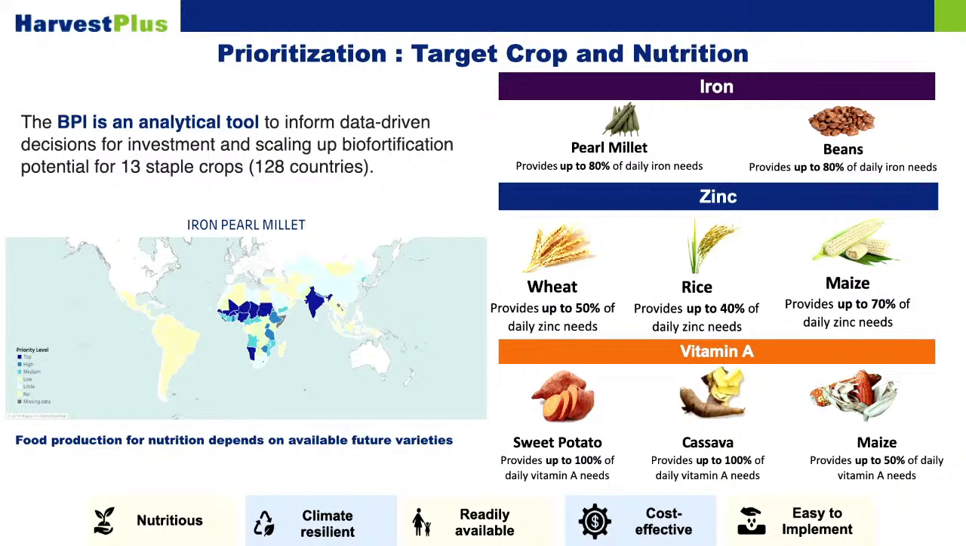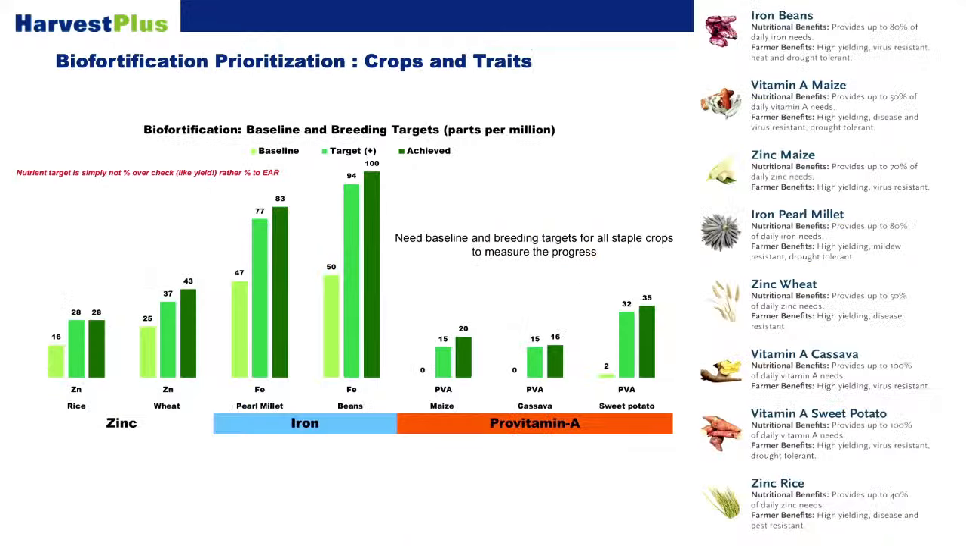So this is the slide which indicates how much of the daily nutrient requirement, at a given per capita consumption of a particular crop, should be met. For iron crops, you can meet 80% of your nutrition, particularly iron, with these biofortified iron crops, whereas with zinc crops, up to 70%. Whereas for provitamin A, it is much higher, almost 100%. This is based on the nutritional evidence created by our nutritionists.